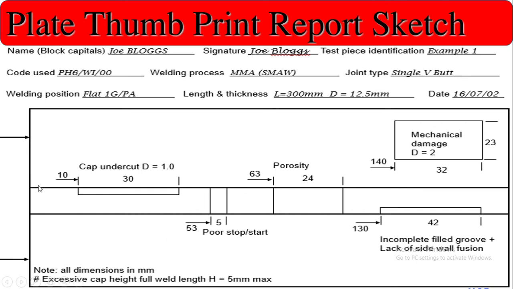You see, from here to here 10 mm. After 10 mm you find some 30 mm undercut. Cap undercut, it is mentioned D, depth 1.0. So this is what you write. You have to write like this.